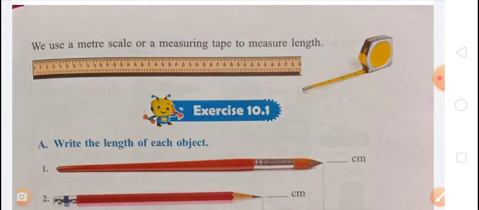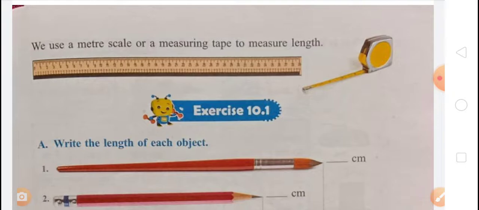And how can you read a scale marking? Reading the scale marking, what is the wrong method? Do not see the reading from any slanting position. You have to see the reading from above the mark. Okay, and we use a meter scale or a measuring tape to measure length.